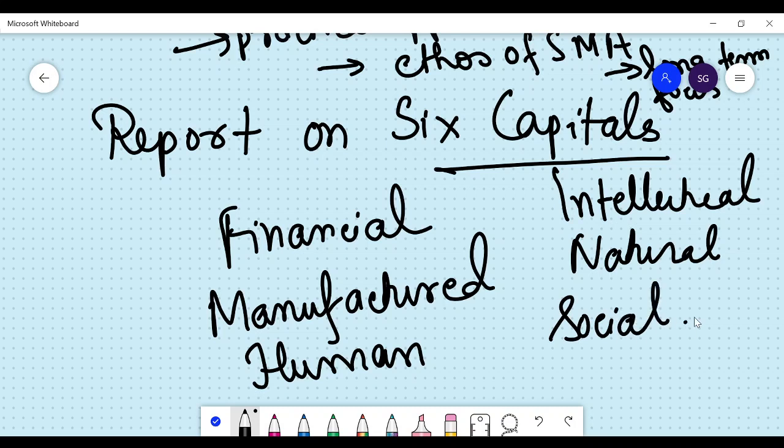Financial capital, we see if the funds are available. Manufactured capital includes buildings, equipment. Human capital involves motivation, innovation. Intellectual capital involves patents, brands. Natural capital is the natural resources like water, land, etc. Social capital is the willingness to engage with stakeholders. Traditional annual reporting, we know that it focuses on financial performance only. So this is all about this chapter.